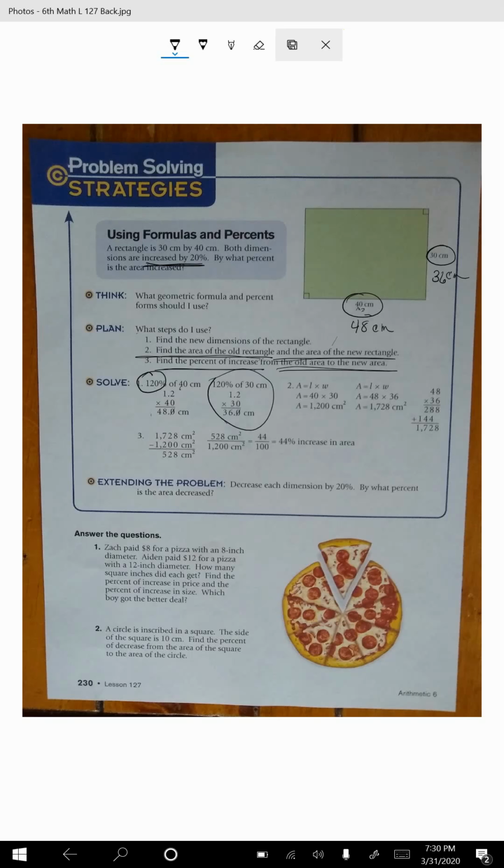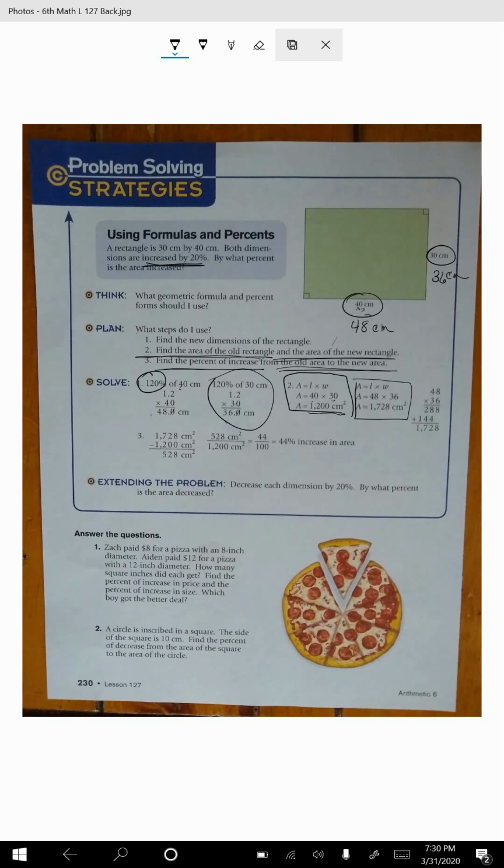All right. So now they find the area of the old rectangle right here. Length times the width, 40 times 30 was 1,200 centimeters squared. Then they did the length times the width for the new, bigger rectangle, 48 times 36, and they get 1,728 centimeters squared.